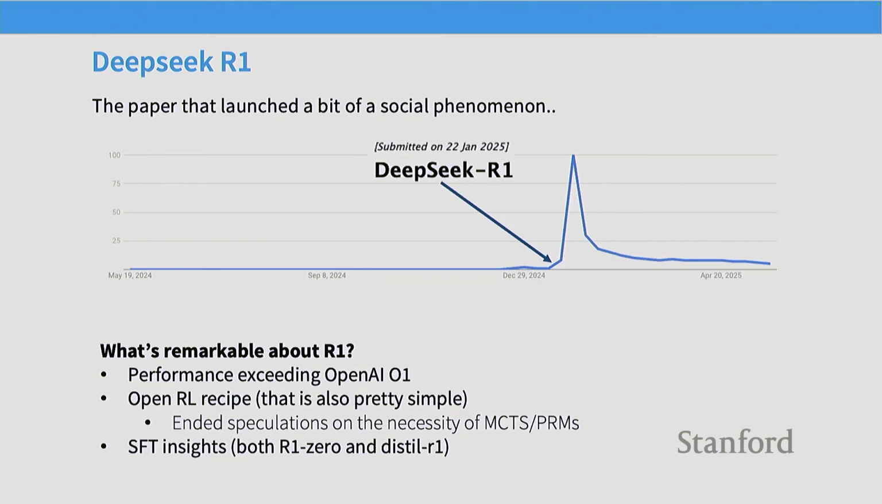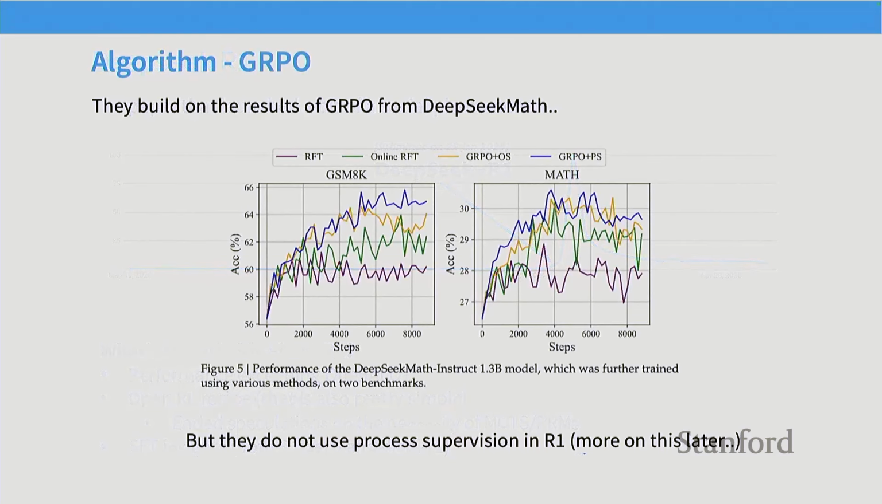The second thing is that it opens up an RL recipe that is not only replicable, but I think more importantly, extremely simple. It doesn't have any search, it doesn't have any process reward models. I think lots of people at the time thought maybe we need all these complicated pieces to get reasoning models. R1 really shows you don't need any of that. And then finally, there are lots of interesting insights about the interaction between supervised fine-tuning and RL that I think continue to be really important. Okay, so the starting point of R1 is they build on DeepSeek math.